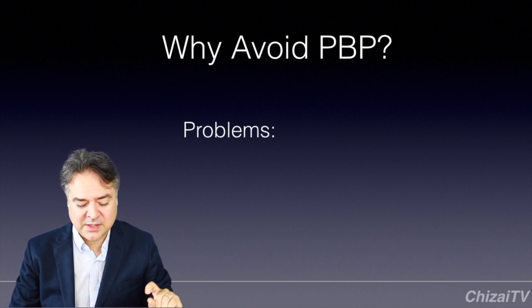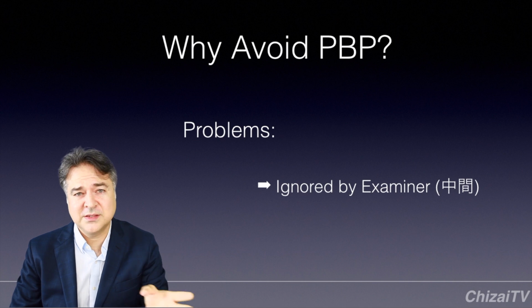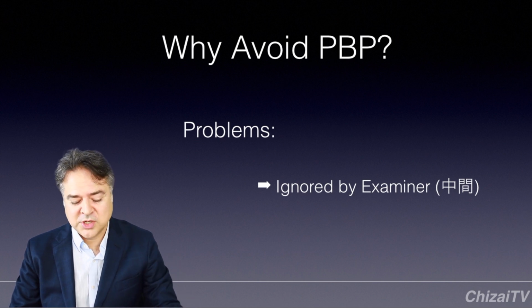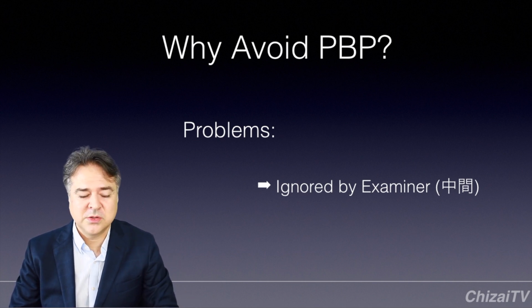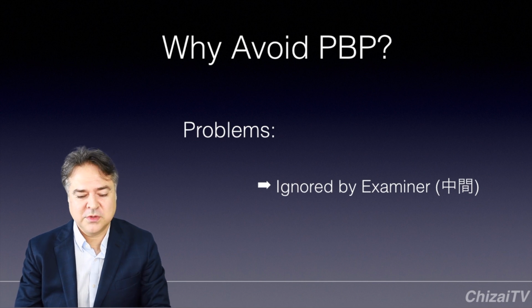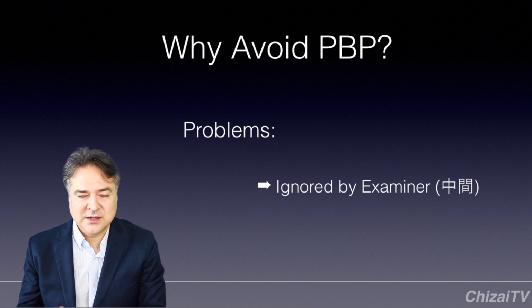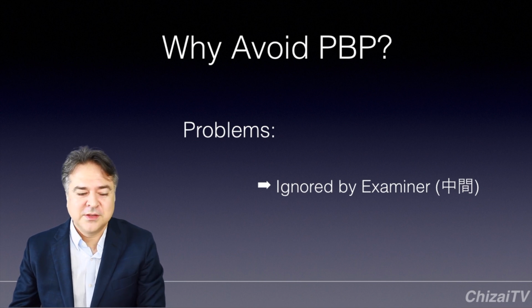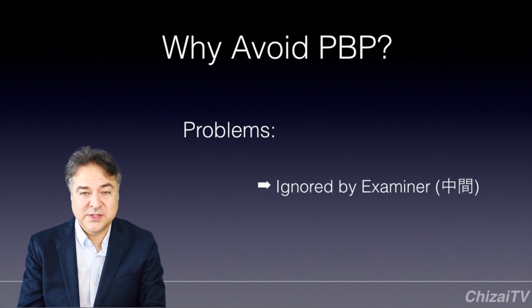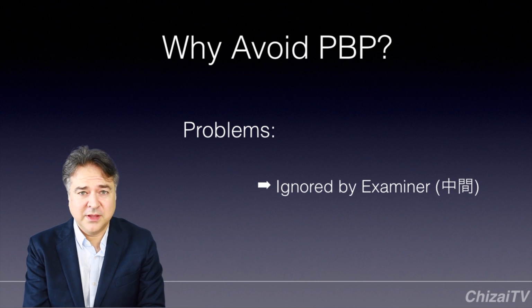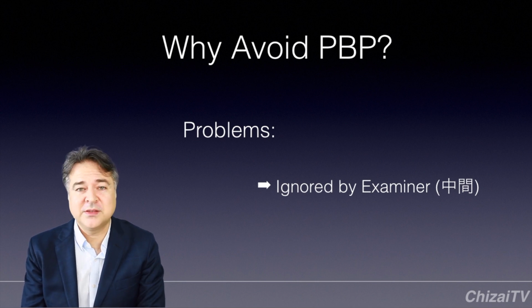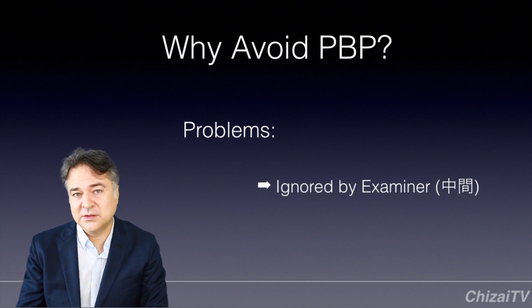The first problem is the process steps in the claim are generally ignored by the examiner. So that means if you have specific process steps in your claim, it does not avoid the prior art. So the prior art can be the same product as your product in the claim, made by a different process, and the examiner can still reject your claim.